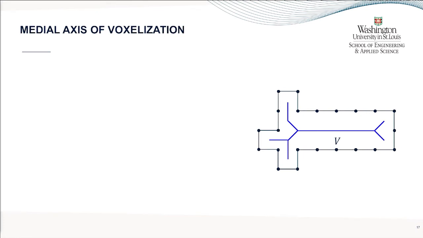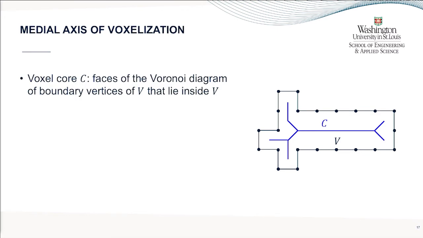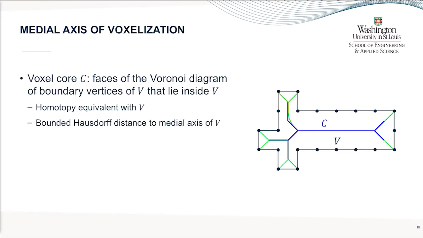And you can actually show that this subset, which we call the voxel core, preserves the topology of the voxelization and is very close to the actual medial axis of the voxelization. In fact, I didn't show the error bound here, but the distance bound is within the size of a single voxel. So now we have a nice way of approximating the medial axis of voxelization.